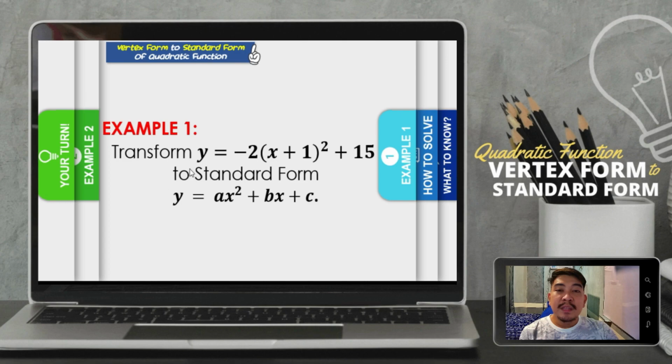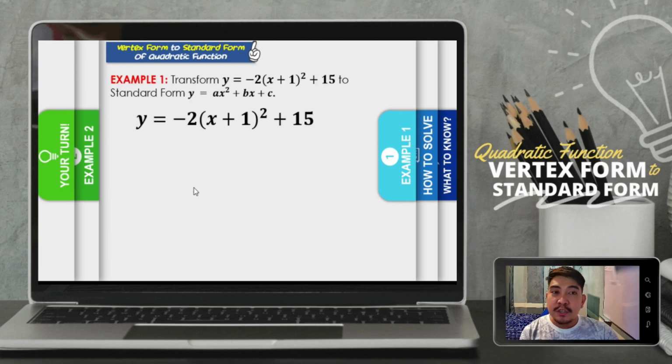For example number 1, we need to transform y is equal to negative 2 times (x plus 1) squared, or the square of the binomial x plus 1, plus 15. This quadratic function is written in its vertex form. We need to transform it to its standard form. To do that, the first thing that we should do is to expand the square of the binomial x plus 1. So we just copy negative 2 and positive 15 first. Square the first term. That is the first step in squaring a binomial. Square the first term of the binomial, so that will become x squared.